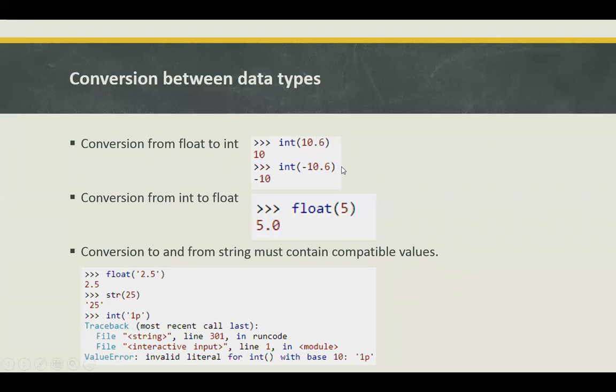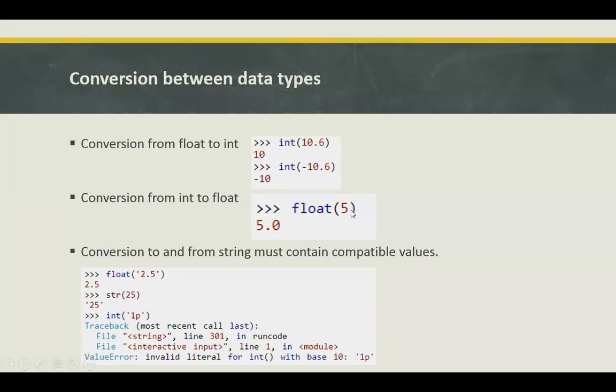Similarly, integer of minus 10.6. Whenever you are converting a float value into an integer, you will find that data loss is there. 0.6 is not available in the output. The output is minus 10. But actually, float to integer conversion is possible.